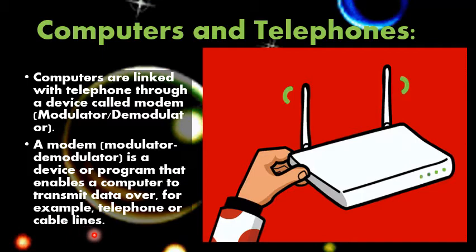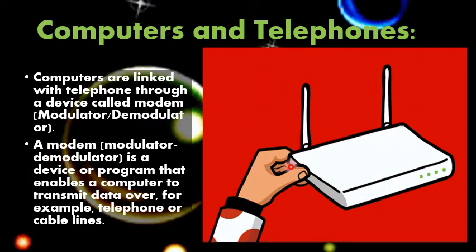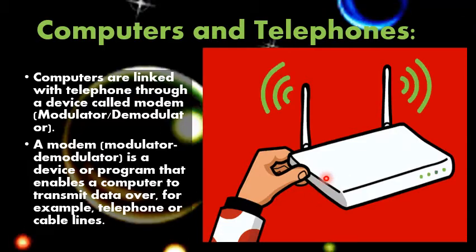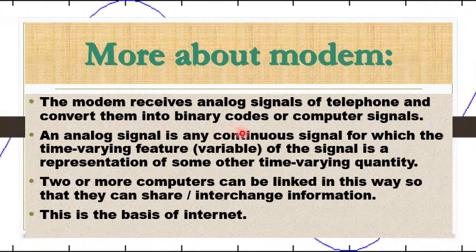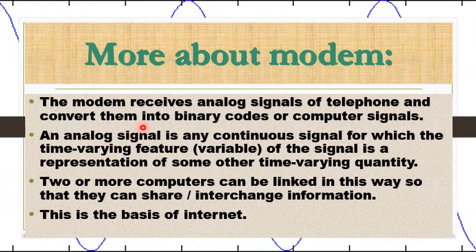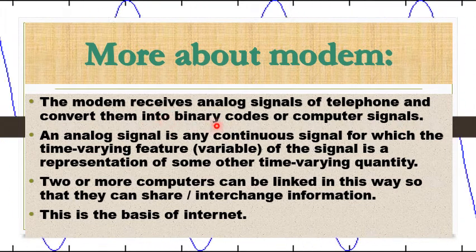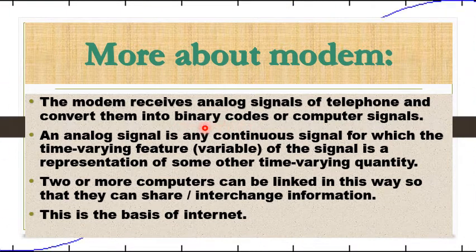For a Wi-Fi connection, you must have seen a kind of device at your home like this, which can send analog signals. These are connected with cables and it provides you the signals of the internet with which your devices work. If we want to know more about the modem, the modem receives analog signals of telephones and converts them into binary codes or computer signals. Binary codes you will learn in the next chapter in detail, so we are not going to discuss it in detail now.